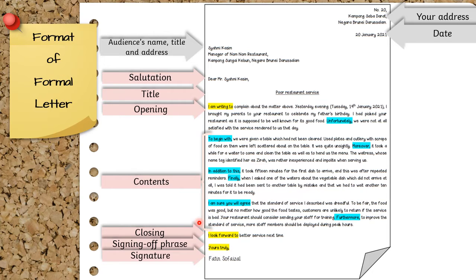After you have finished writing the contents of the letter, you close it. So the closing here is very simple. It's, I look forward to better service next time. And then you write the signing off phrase. So over here, it is yours truly, comma, and then you end it with your signature. So this is the format of a formal letter.